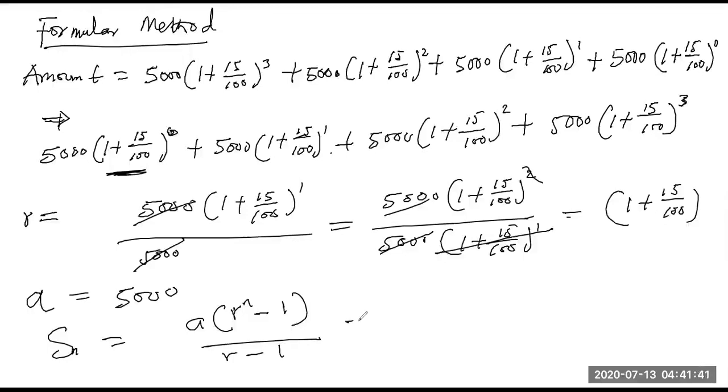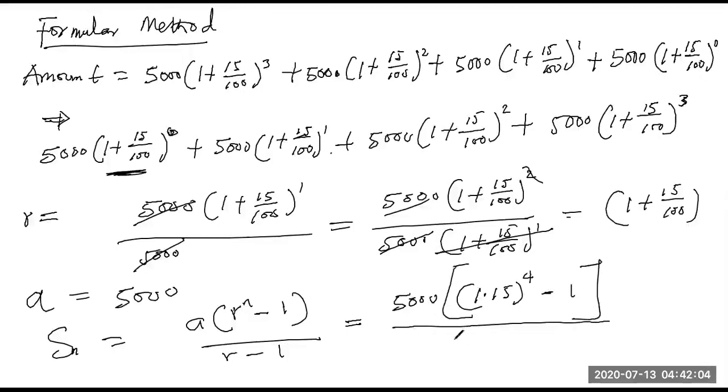And of course, if you put that inside, you're going to have 5,000 into R, which is 1.15, remember? 1.15 raised to the power of n, which is 4 years, then minus 1. There's a bracket here, the A is multiplying the whole of this, then divided by R minus 1, which is 1.15 minus 1. So when you evaluate this on the calculator, what do we have?